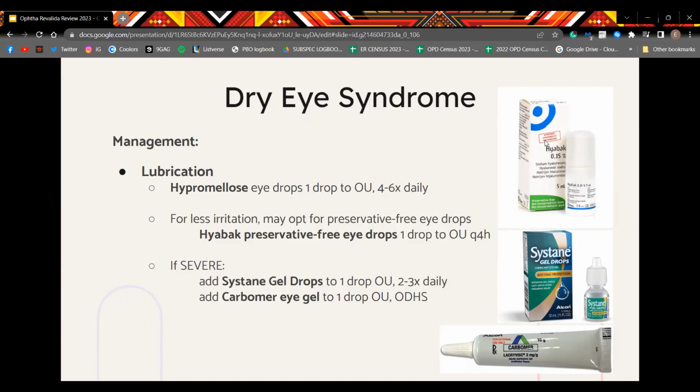So, an alternative would be Hyabak preservative-free eye drops. Less irritating siya. So, mas mahal nga lang. 1 drop to both eyes, Q4. If severe, you can add, again, yung mas malapot na mga lubricants natin in the form of Systane gel drops or Carbomer eye gel.